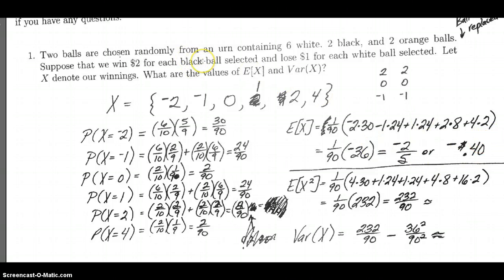So on average, for example, if I played 10 games, my best guess of how much I would lose or win would be losing $4. So on average, I'm going to lose 40 cents a game.